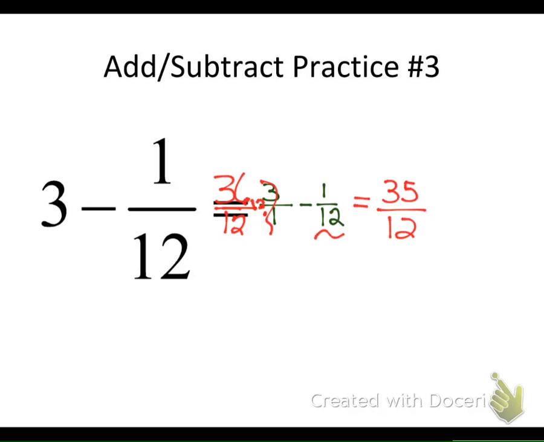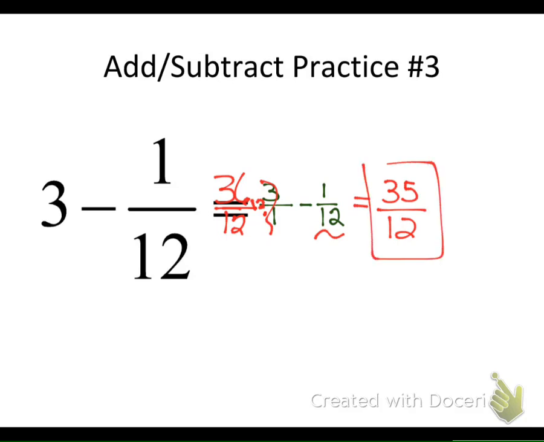Are they divisible by 2? Are they both even numbers? Do they both end in a 0, 2, 4, 6, or 8? Nope. Are they divisible by 3? Is 35 divisible by 3? Try it on your calculator. Take 35 divided by 3. Can you do it? No. Okay. Are they both divisible by 5? Do they both end in a 0 or a 5? No. So can you reduce these two fractions? So 35 over 12 is my final answer.